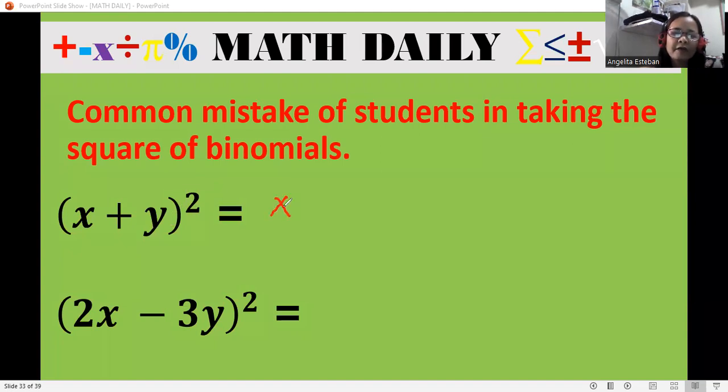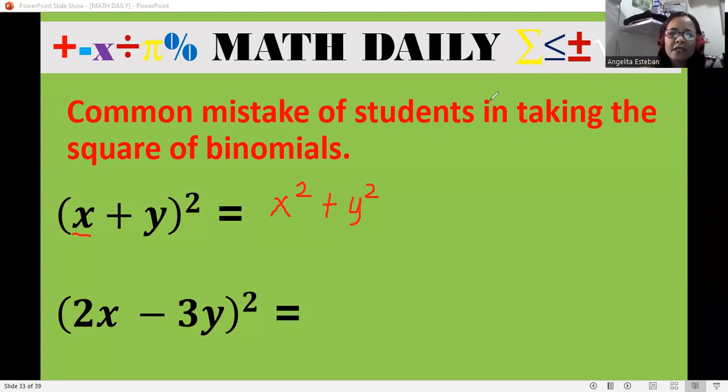is to simply raise the first term, which is the x here, to the second power, and then they do the same thing with the y. So the first term and the second term are each being raised to the second power. So this is a big mistake.